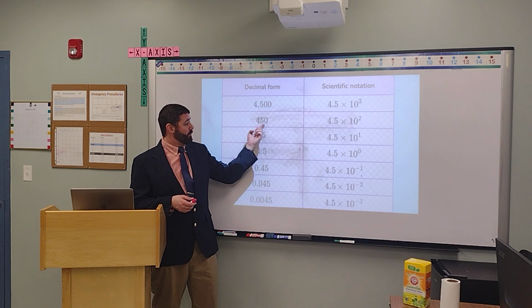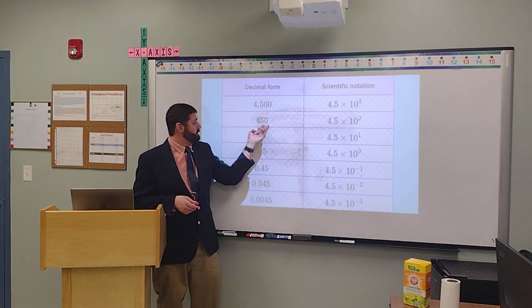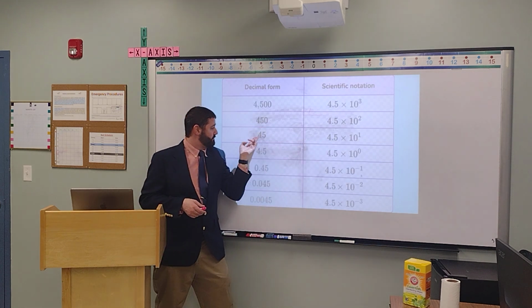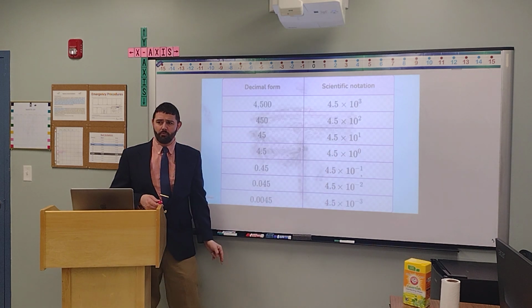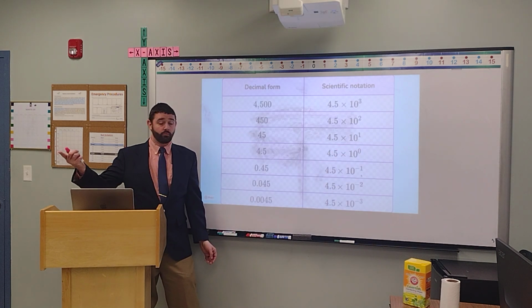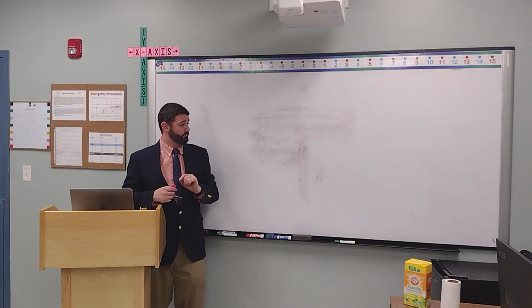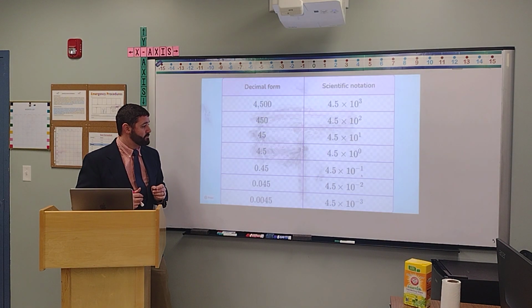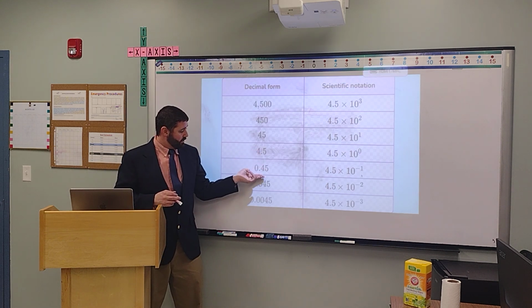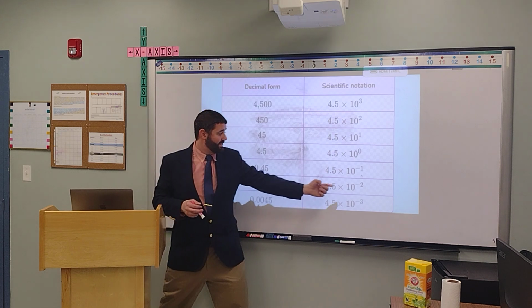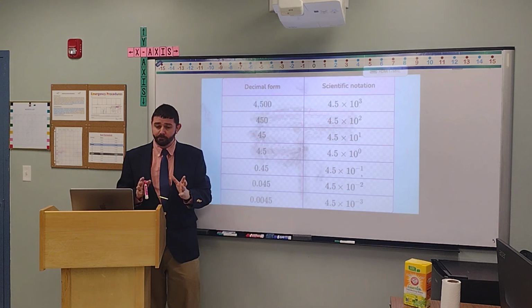And then if we have 450, that's 4.5 times 10 to the second power now, right? And to the first power would be 45. 10 to the 0 power, what does that equal? Right, 10 to the 0 is 1. So 4.5 times 1 is itself, right? It's 4.5. And then when we start getting into numbers that are less than 1, then we start seeing negative exponents, right? 0.45 is 10 to the negative 1, and so forth.